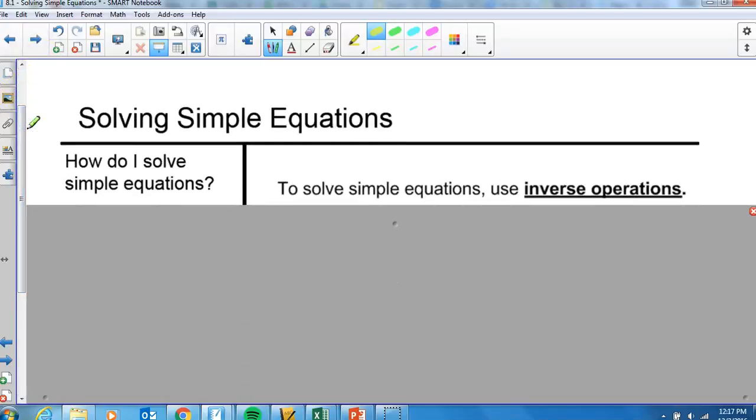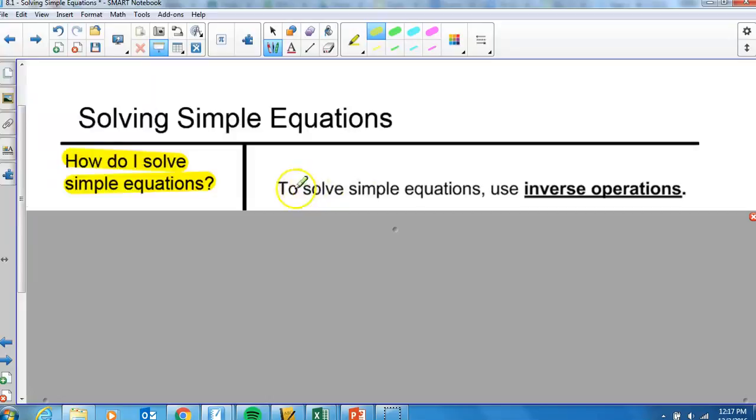All right, now we're going to get into actually solving the simple equations. And how do we solve a simple equation? So, again, if you'll copy the information down. How do I solve simple equations? To solve simple equations, we're going to use what are called inverse operations. We talked about the additive inverse a little earlier in the year. Inverse operations basically means opposite operations. Up, down, on, off, those are opposites. We talked about opposite numbers, 5, -5, 2, -2, opposite numbers.